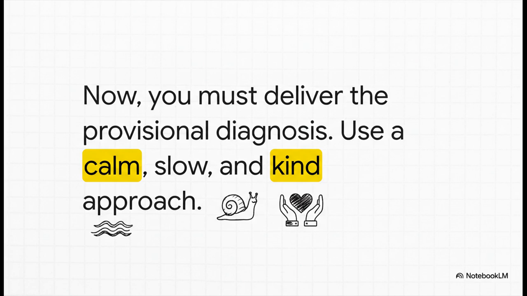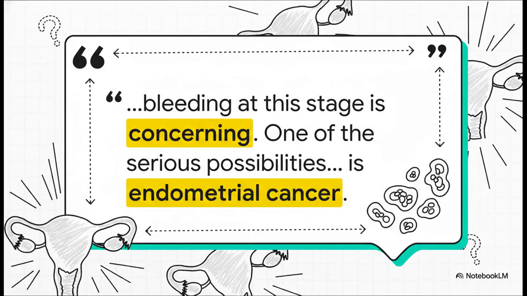Okay, deep breath. It's time to deliver the provisional diagnosis. The key here is your tone and your pacing. You need to be calm, you need to be slow, and you need to be kind. This is a really good way to phrase it. You're direct, but you're gentle. You state that the bleeding is concerning, and then you introduce the possibility of cancer of the womb lining. You're not diagnosing, you're explaining what you need to rule out.